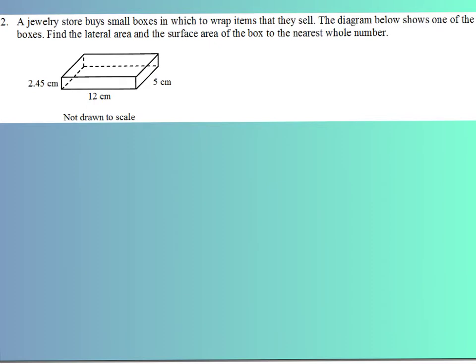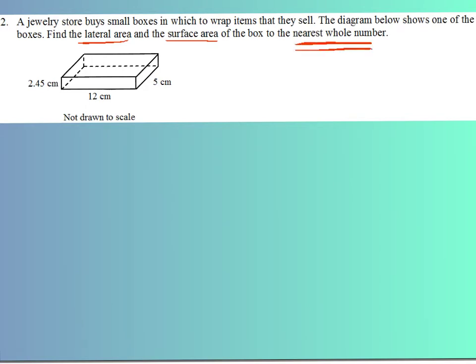Number 2 says a jewelry store buys small boxes in which to wrap items that they sell. The diagram below shows one of the boxes. Find the lateral area and the surface area of the box to the nearest whole number. So those are some things I'm going to underline. Lateral area we need to determine, surface area we need to determine, and we want these to the nearest whole number.